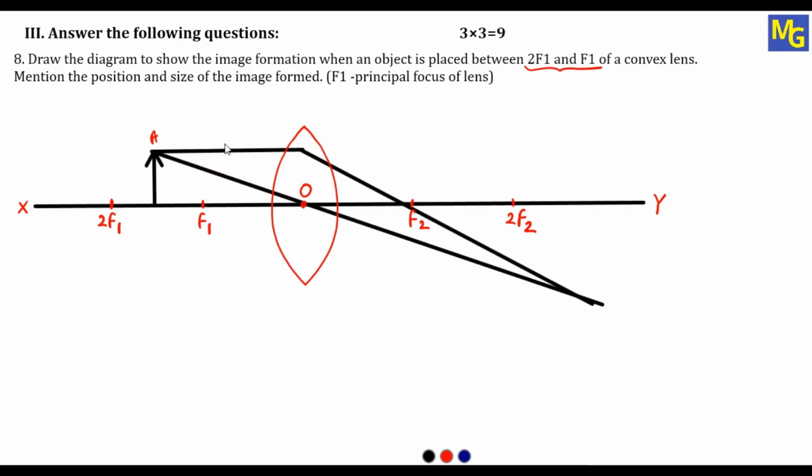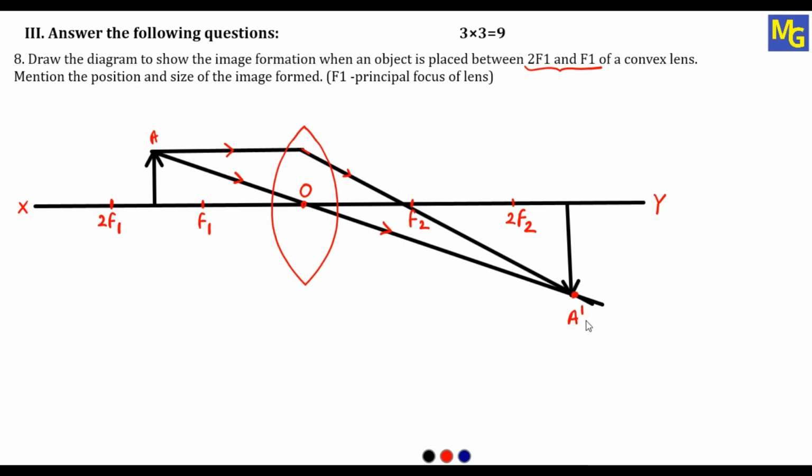Now see, this is the ray going parallel to the principal axis, and after refracting it bends and passes through the principal focus, that is F2. The ray going through the optical center goes straight, and both these rays after refraction meet here. So here we get our image, beyond 2F2. So let's draw the image. This is our image, and I'll write it here as A dash.